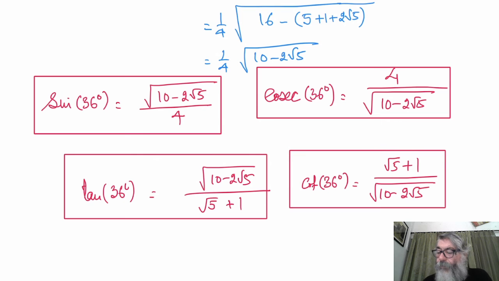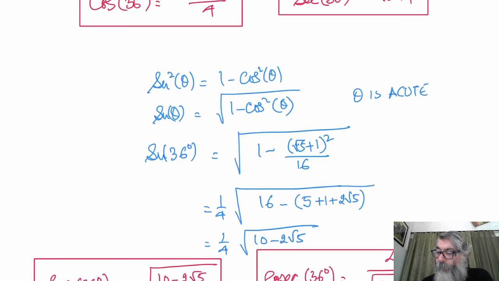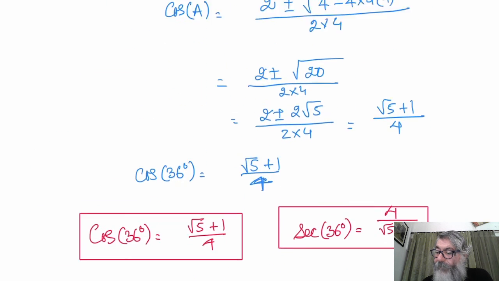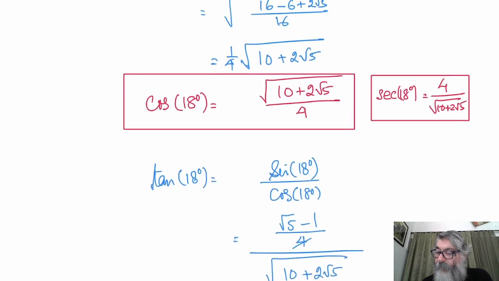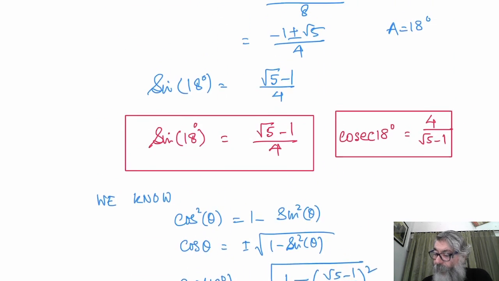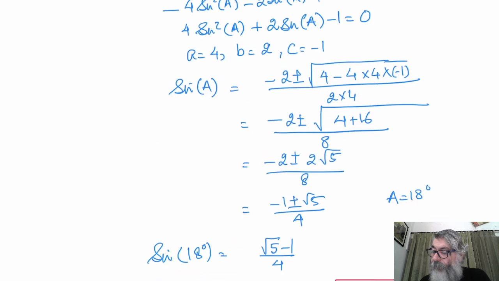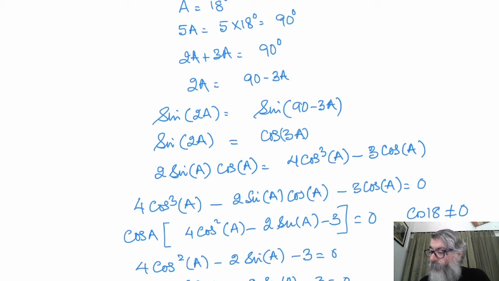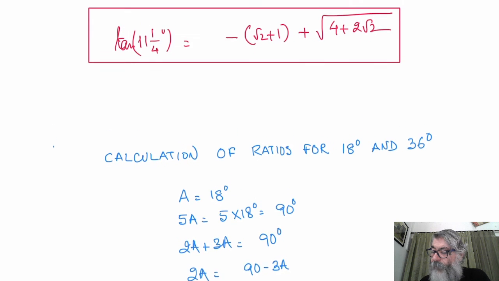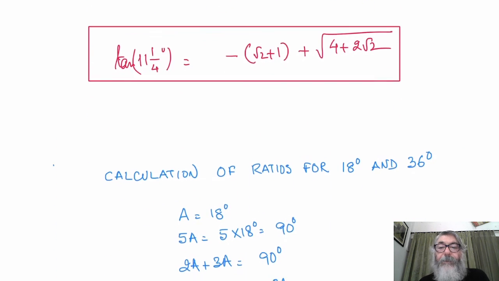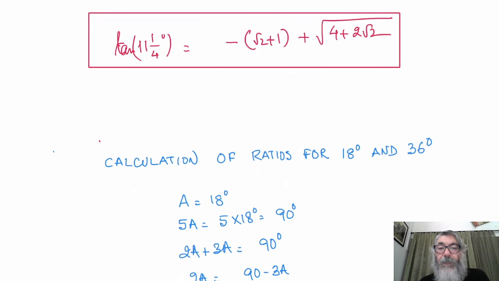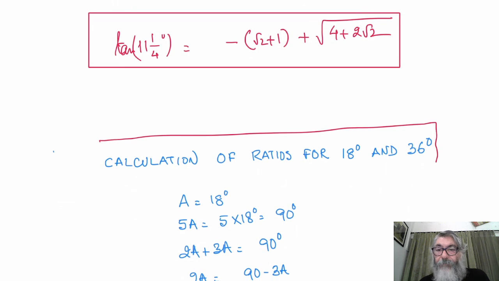So sine, cosec, tan, cot. We have got all the ratios of 18 degree and 36 degree. That was the objective to start from here: calculation of the ratios for 18 degree and 36 degree, which I have done for you.